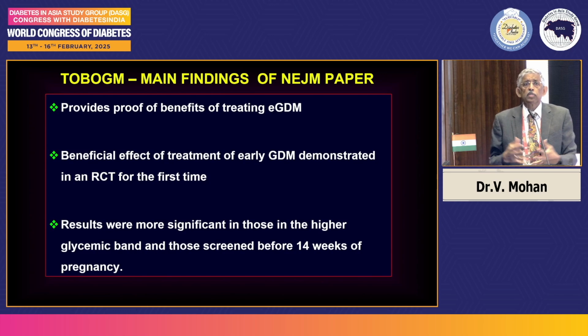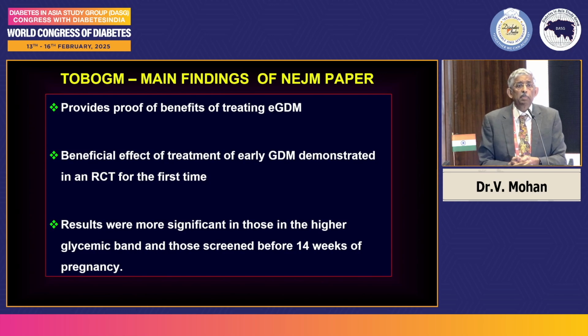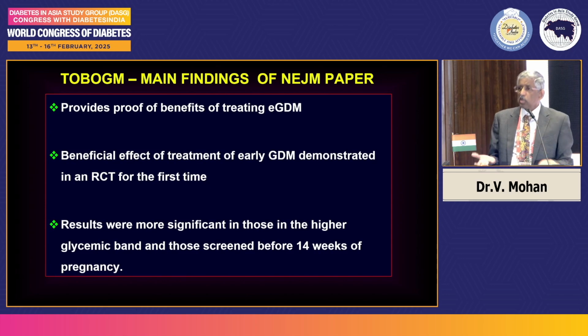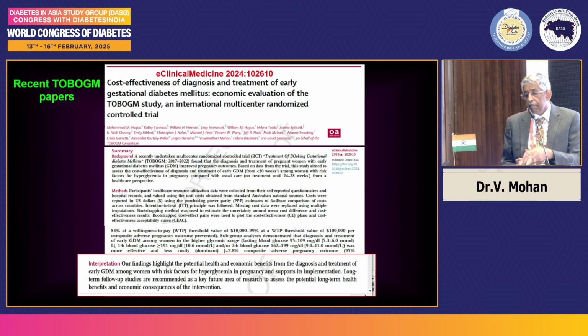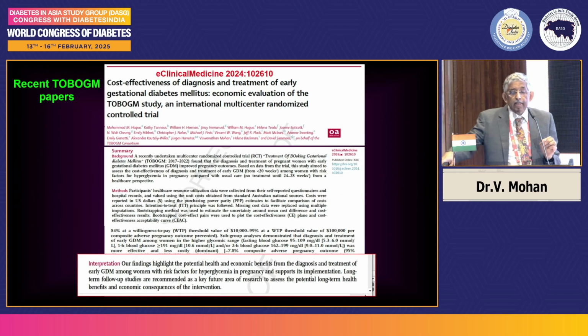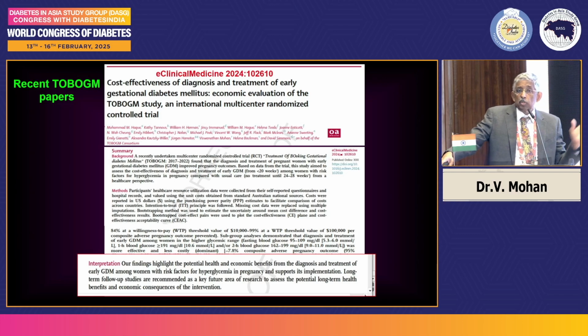The first question which any government will ask or anybody will ask is, we already have so many late GDM women now. Now we are adding early GDM also. Is it cost effective to do that? That's the first question anybody will ask. So we did a proper cost effectiveness study. This is published in the Lancet E-Clinical Medicine. Each of those papers you can read.